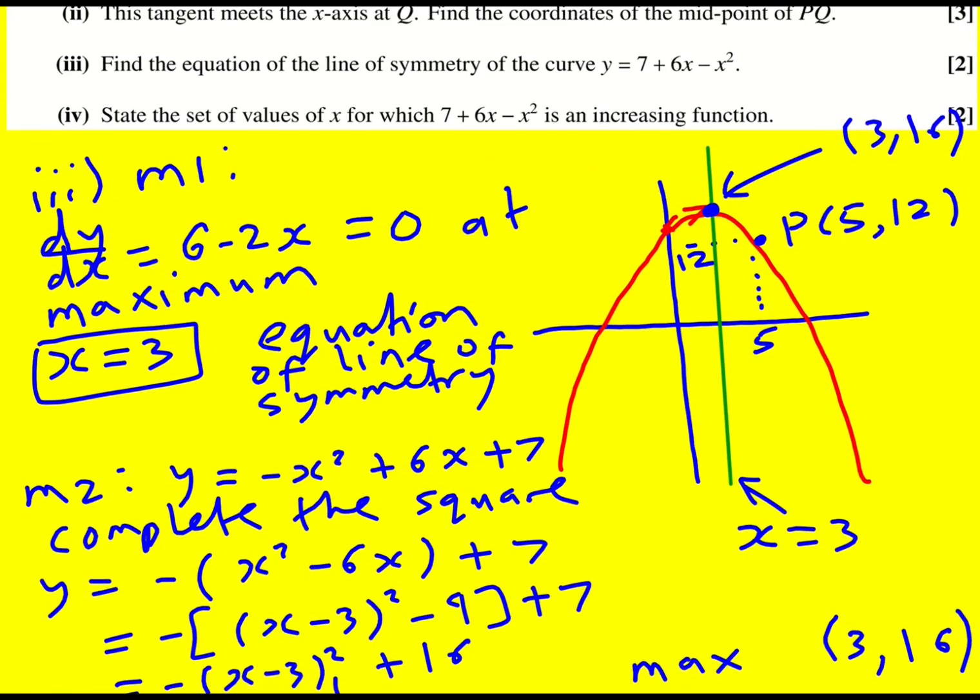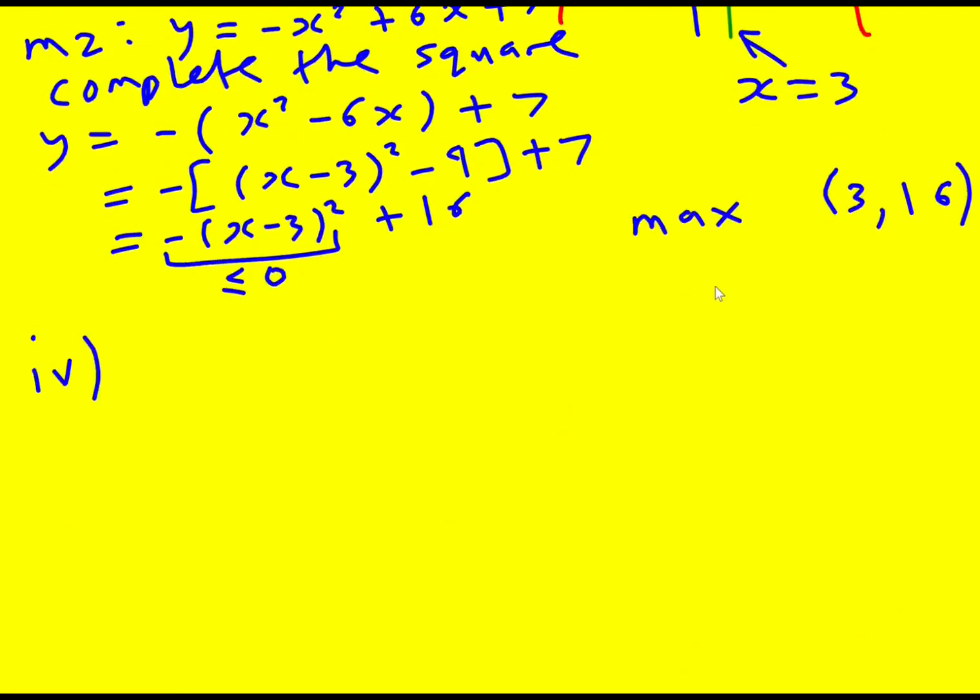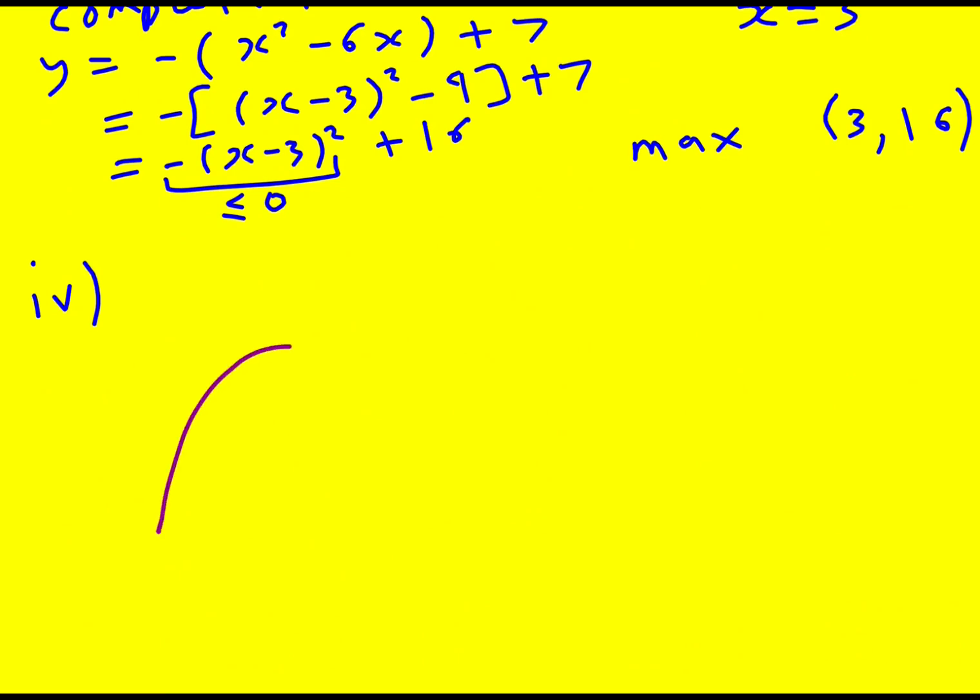The very last bit: state the set of values of x for which this is an increasing function. Okay, now it is increasing as x increases, y also increases. So it's going to be here. Here it's increasing. Then it temporarily becomes stationary because the gradient is 0 at this point, at the maximum, before it becomes a decreasing function.